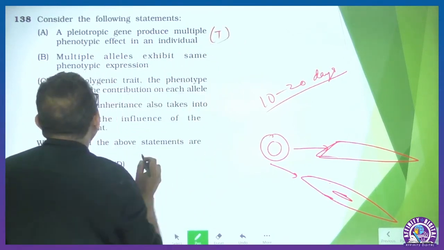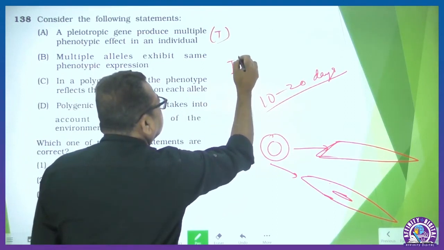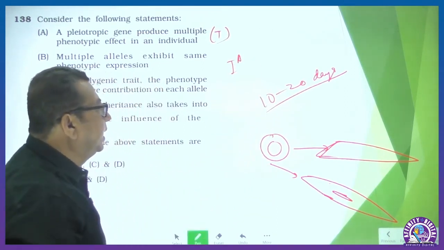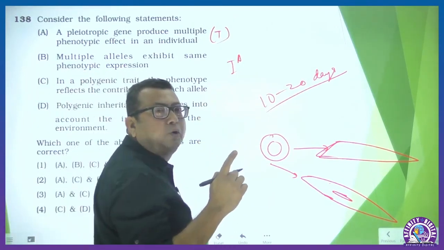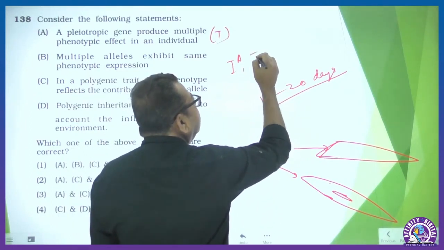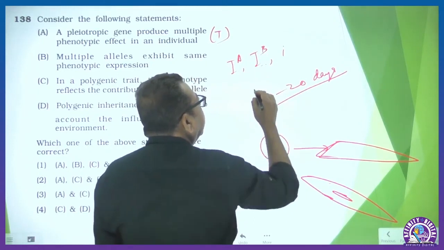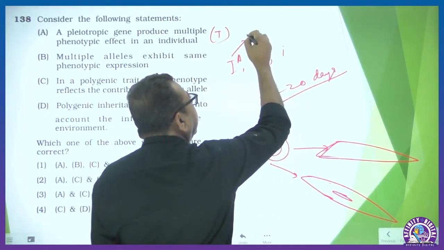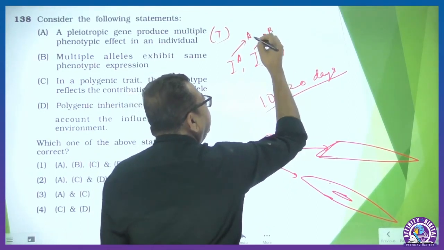This is true. Okay, multiple alleles. Can you give an example of a human character? Can you name a character in humans which is controlled by multiple alleles? The human ABO blood grouping character is controlled by gene I. That I gene has three molecular forms, IA, IB and i. IA ka product kya hai? Antigen A. Product of IB is antigen B.